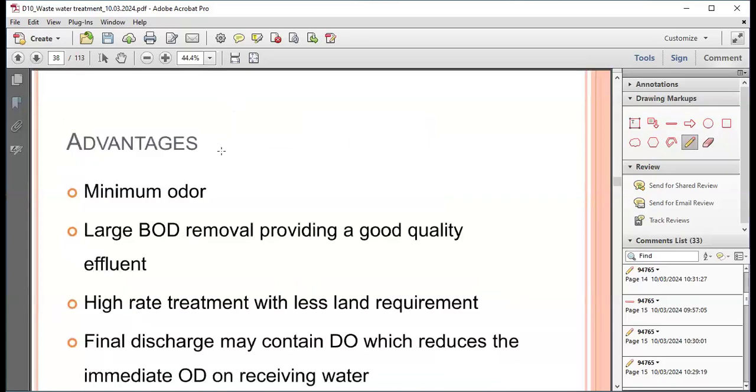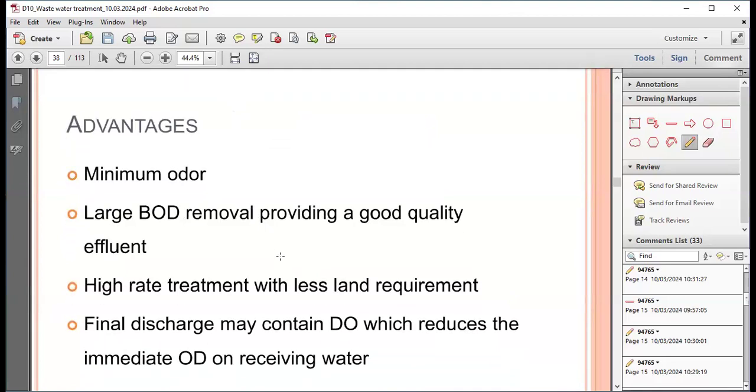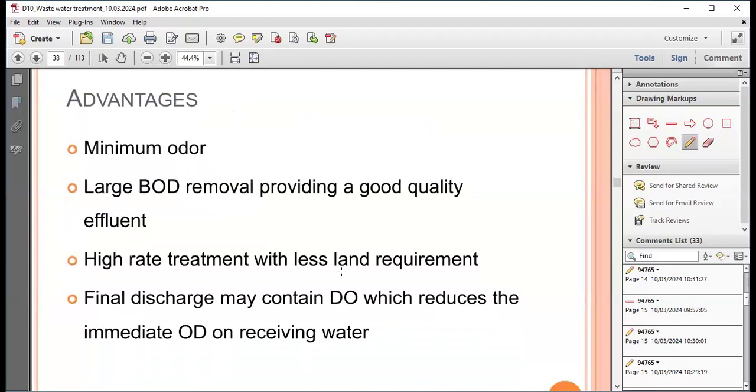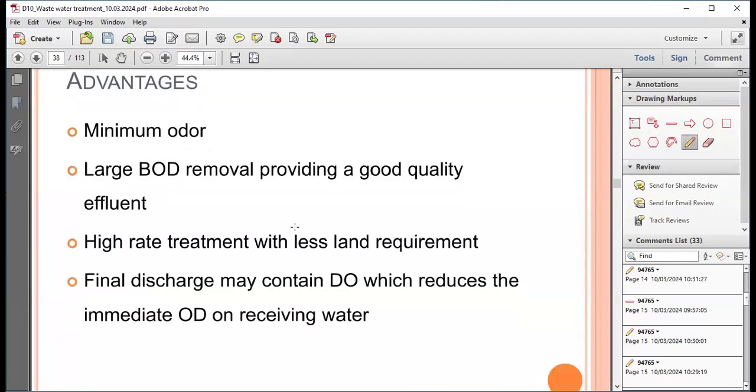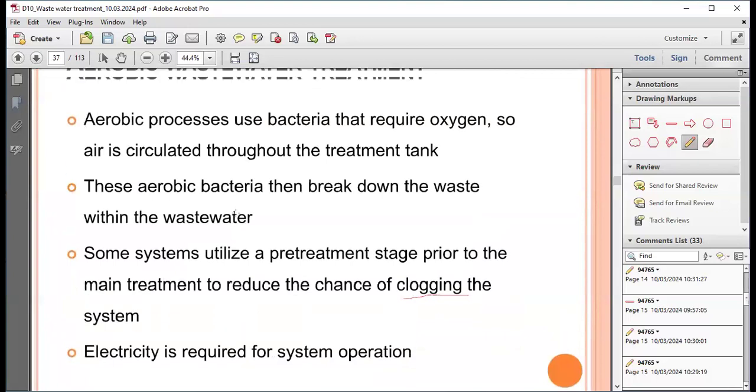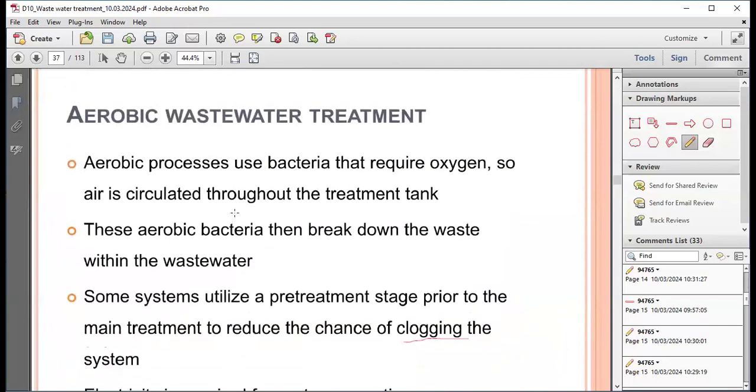Advantages: minimum odor, large BOD removal, providing good quality effluent, and high rate treatment with less land requirement. Final discharge may contain DO, which reduces the immediate OD on the receiving water. So you can understand aerobic wastewater treatment.